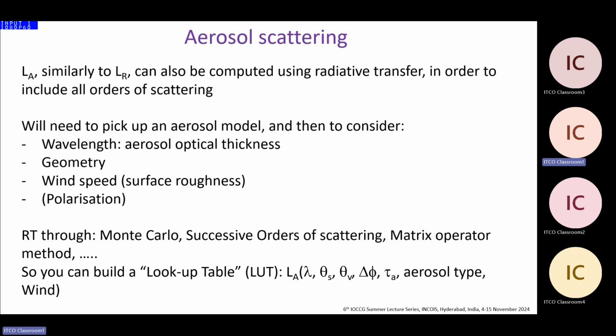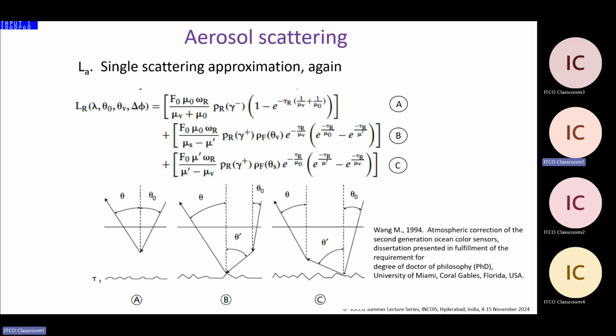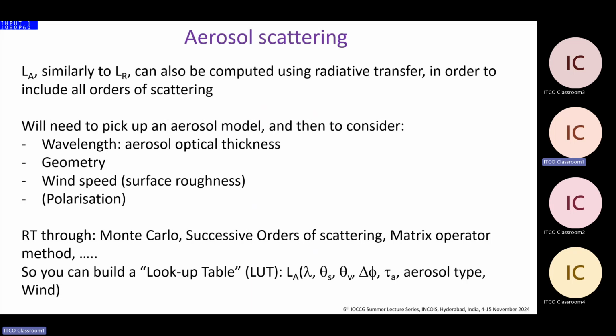Okay, again, similarly to the Rayleigh, you can of course compute this through radiative transfer in order to include all orders of scattering, if you don't want to use this approximation of single scattering. And again, then you need to choose an aerosol model: so particle size distribution, again refractive index, and then VSF or phase function. The aerosol optical thickness across the spectrum, the geometry, again wind speed, and so on. So same thing. And again, you can use any sort of radiative transfer to derive this. And if you need, you can generate a lookup table of your aerosol signal. There will be a few more parameters, of course, than for the Rayleigh, because you need to know the aerosol type, not only the optical thickness. So that can quickly grow into relatively large sets of calculations.